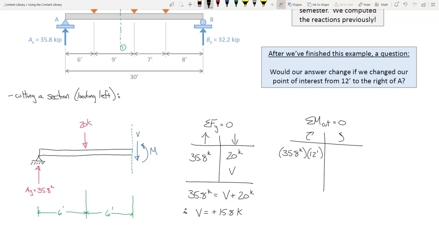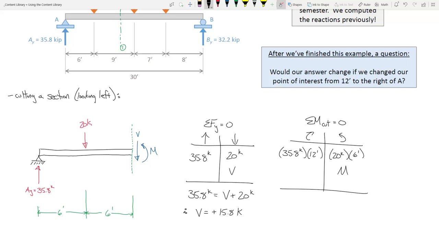All right. So 35.8 kips times 12 feet, and then we have 20 times 6 the other way. But then we have M. Remember that M is a concentrated moment. So we have 20 kips times 6 feet, but then we just have M. Remember when we were dealing with reactions, we didn't multiply the concentrated moment by a moment arm. It was just 20 foot-kips or 60 foot-kips. You just add, right? So we're doing the same thing here.